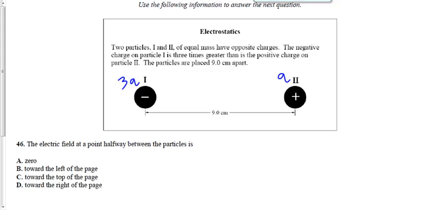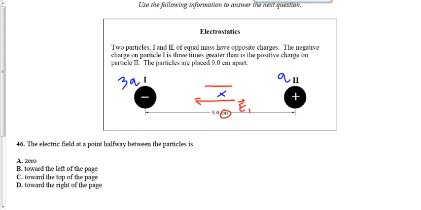The particles are placed 9 centimeters apart. We want to find the electric field halfway between them, so 4.5 centimeters to the right of charge number 1. Let's draw the electric field caused by the negative charge. It's going to point toward the producer, so it's going to point this way. We're going to say E1 is to the left, and field number 2 is going to point away from the positive producer, so it's going to point to the left as well.